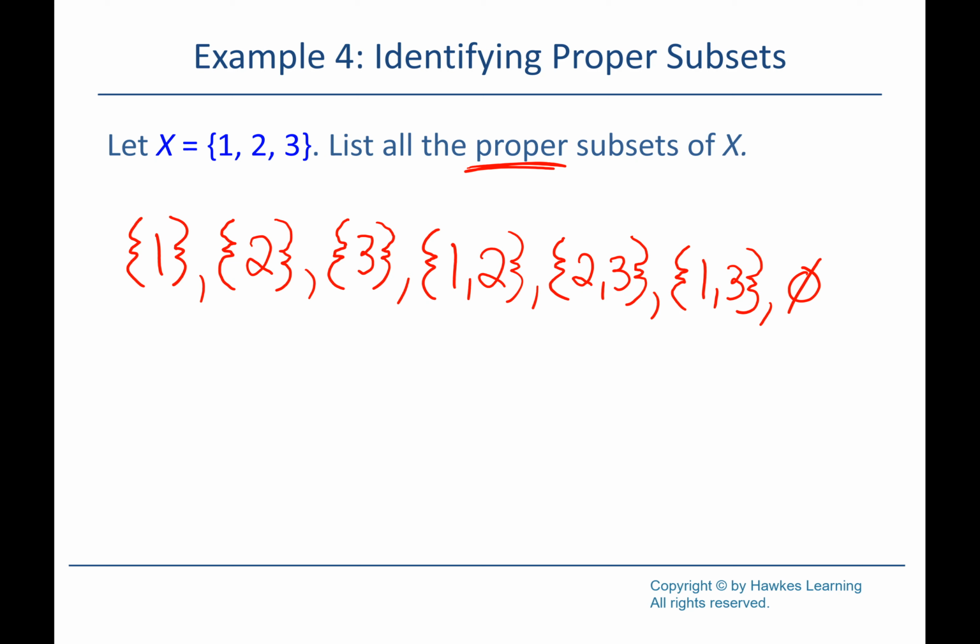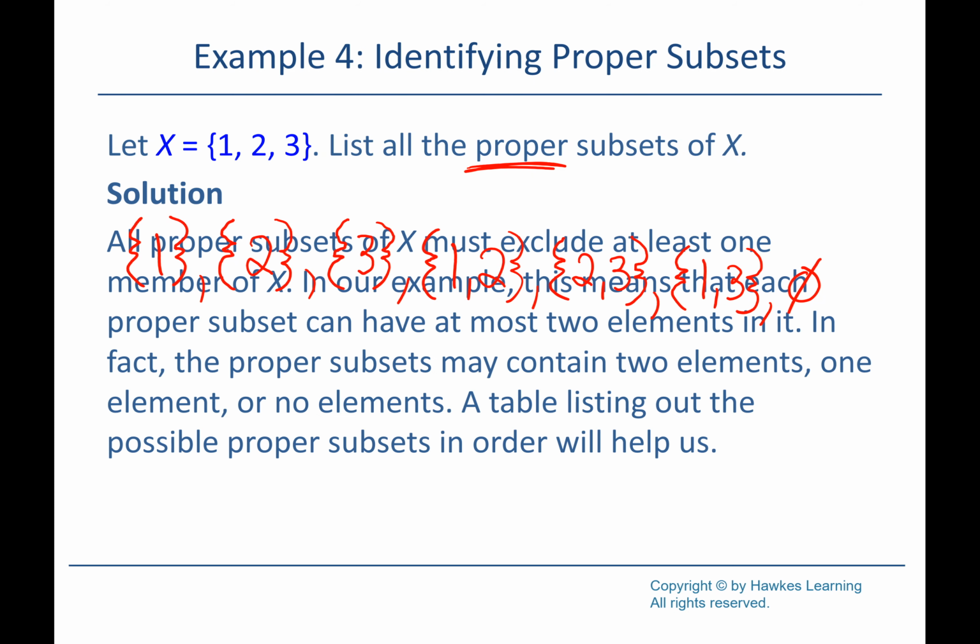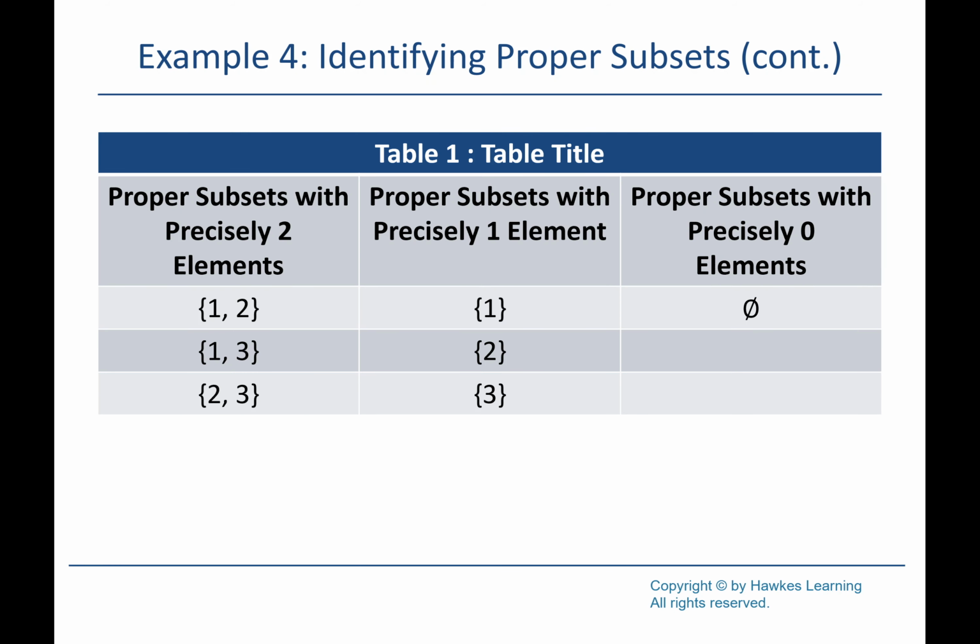So the next thing to think about is if we're trying to list out proper subsets for a set, it could be easy to overlook one. So it's helpful to know how many to expect. How many do we have here? We had 3 that had 2 elements, 3 that had 1 element, and then the empty set. So we had 7.